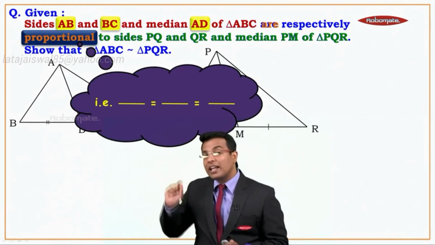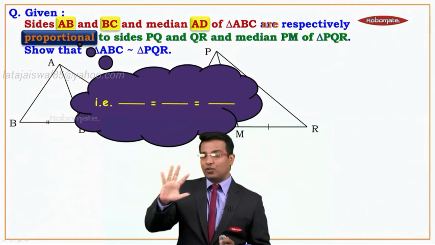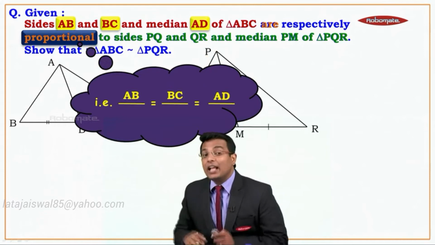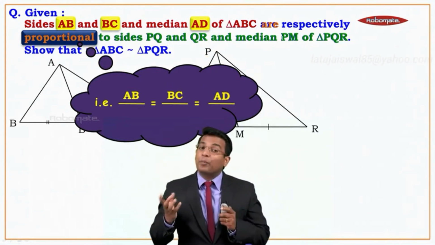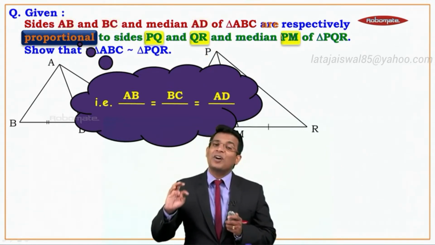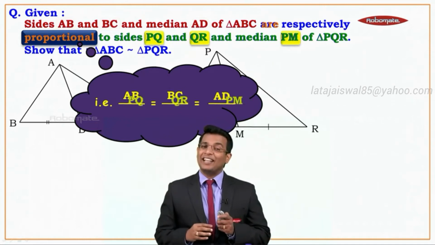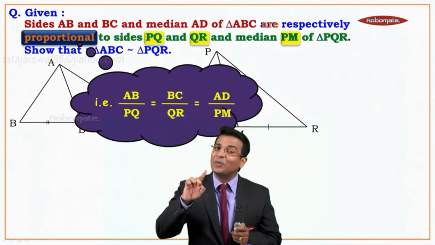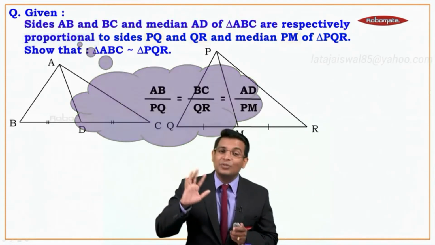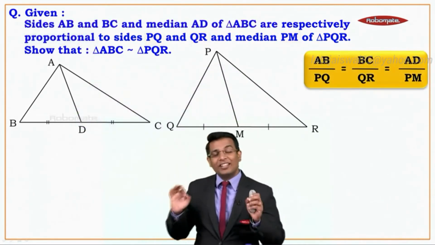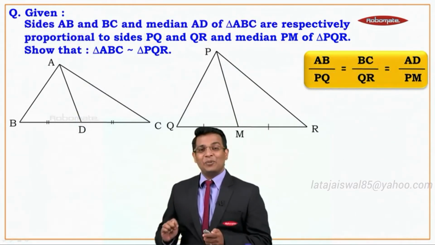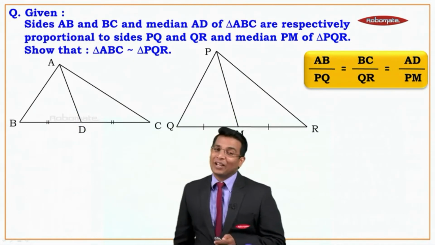What are we talking about first? AB, BC and AD of this triangle. So let's pick up only them. AB, BC and AD are proportional to PQ, QR and PM. That means, in short, AB upon PQ is equal to BC upon QR is equal to AD upon PM. This is what is given to us. So we have these three ratios equal, and on the basis of this, we need to prove that triangle ABC is similar to triangle PQR.